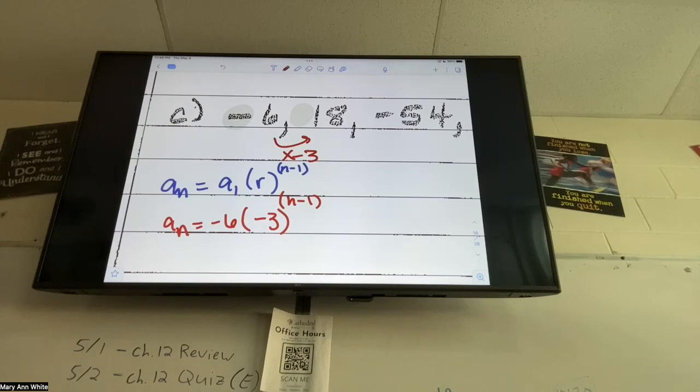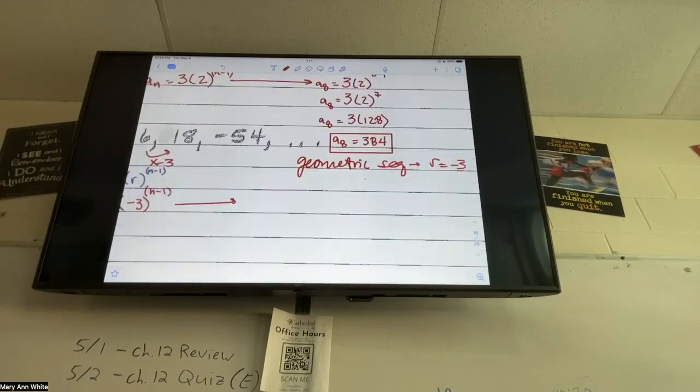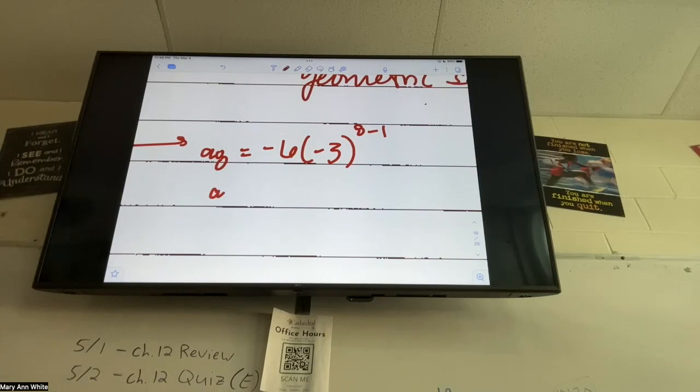Can I combine negative 6 and negative 3? As much as I wish I could, I can't. I have to just leave them as they are. But that's okay, because now I'm going to go find my 8th term. I'm going to do a sub 8. I'm just going to use that equation. Negative 6 times negative 3 raised to the 8 minus 1. So I'm going to do negative 3 to the 7th.